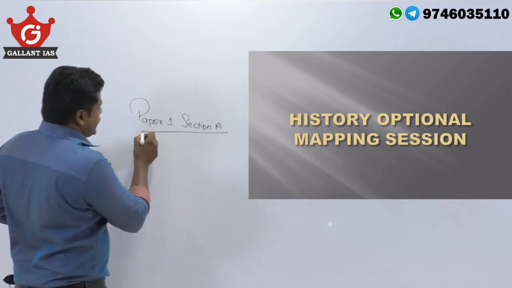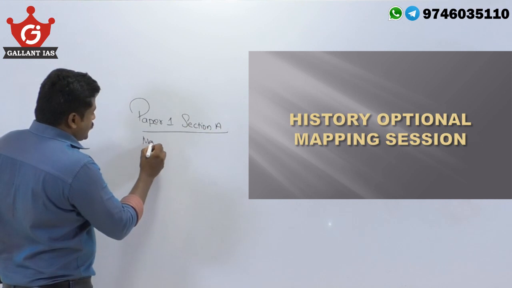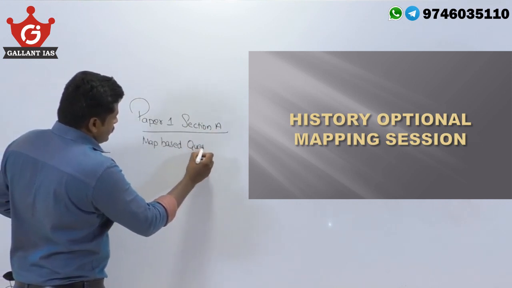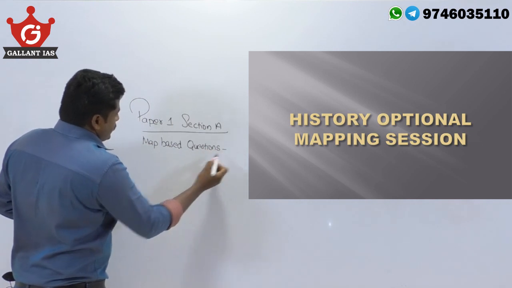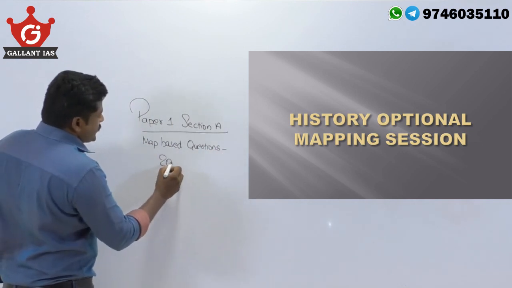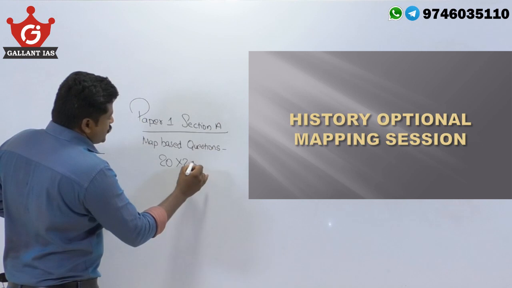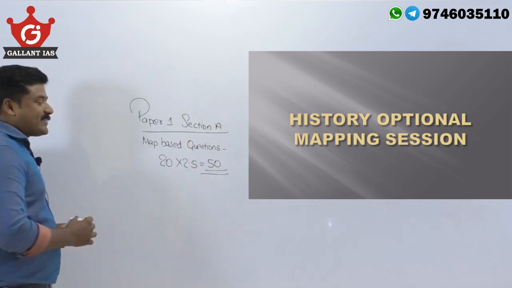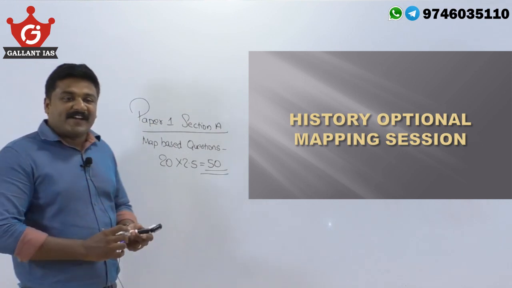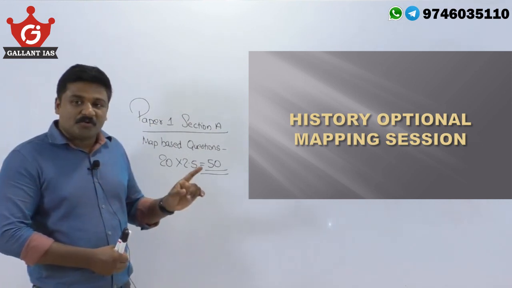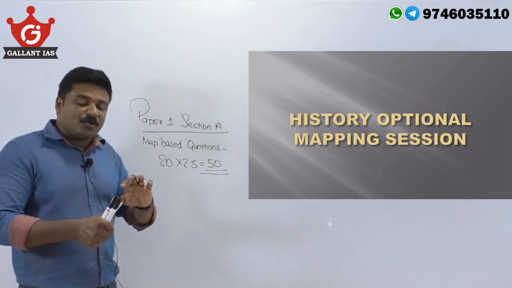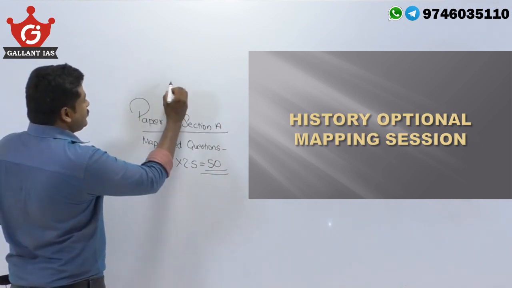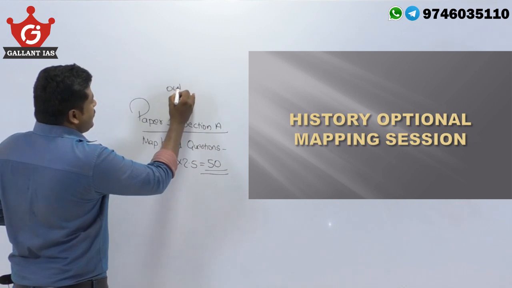In paper 1, section A, they ask the map based questions. They ask 20 sites. Each carries 2.5 and your score is 50. So in paper 1 section A, the first question itself is a map based question. Map based question is nothing but they are giving an outline map of India.